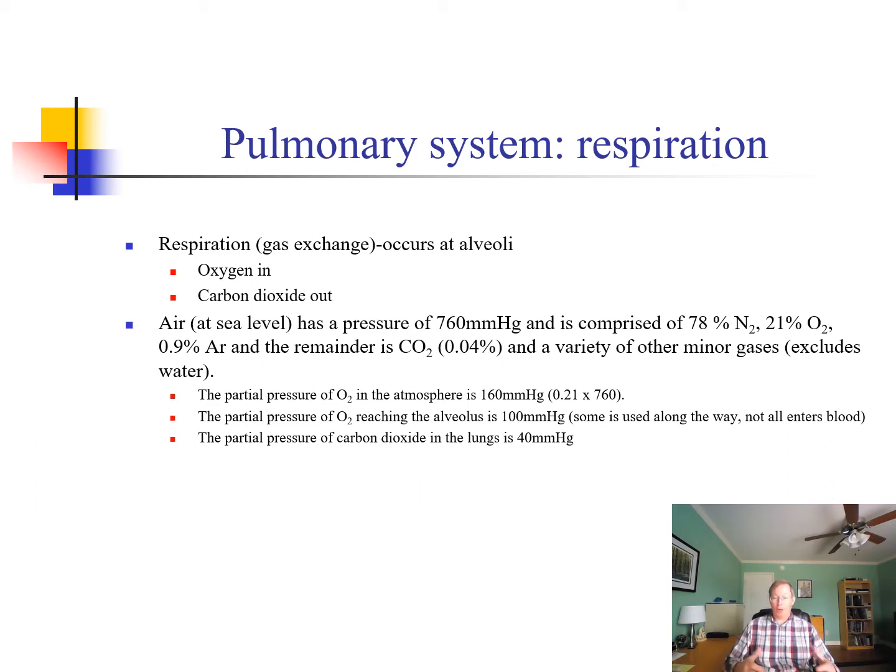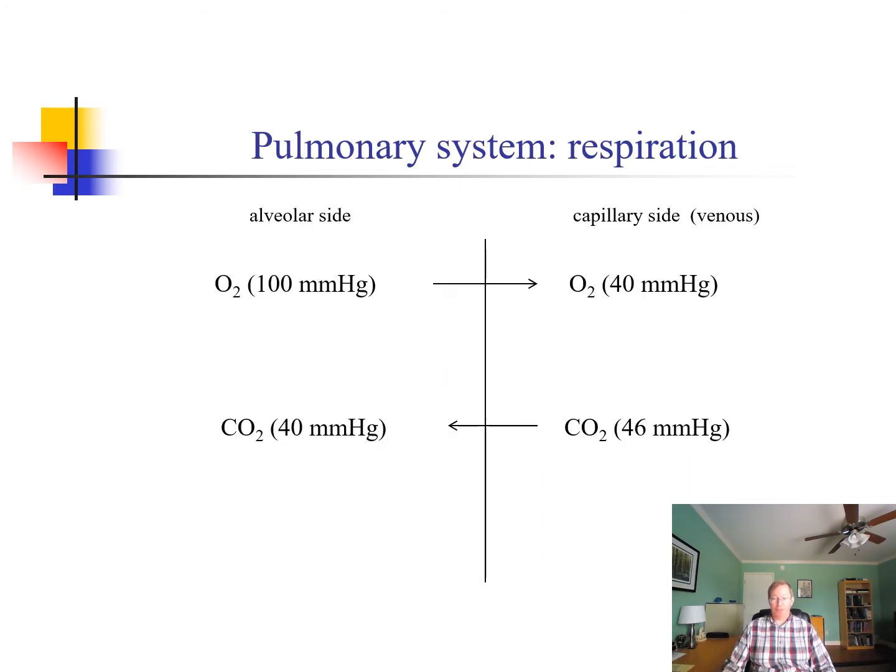Similarly, the partial pressure of carbon dioxide in the air is effectively zero, but inside the lungs is 40 millimeters of mercury. So I have a gradient, and that gradient will facilitate the gas exchange. On the alveolar side, I've got about 100 millimeters of mercury down in the alveoli, and on the venous side of blood, I've got about 40 millimeters of mercury for oxygen. So there'll be a spontaneous uptake of oxygen. And similarly, I have a gradient on the carbon dioxide with the bicarbonate leading to a carbon dioxide concentration of about 46, going into the lungs about 40.